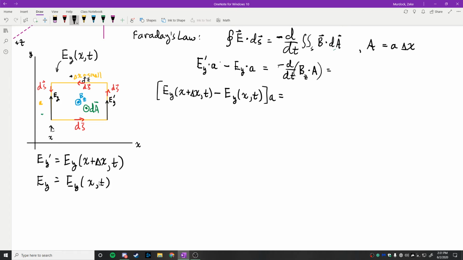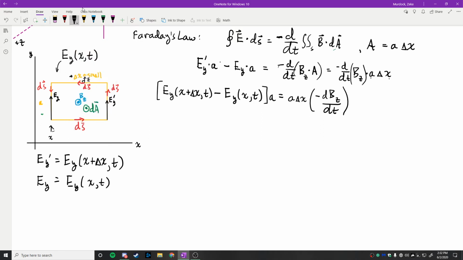So this becomes negative d/dt of Bz times a times delta x. And since these were just quantities that we put into our system, that derivative is really only going to act on Bz, and we can pull the a delta x out. And so we basically just end up getting a times delta x times negative d/dt of the magnetic field's z component. We notice that the a is the same on both sides. We cancel those a's out, and we're going to move the delta x to the left-hand side.